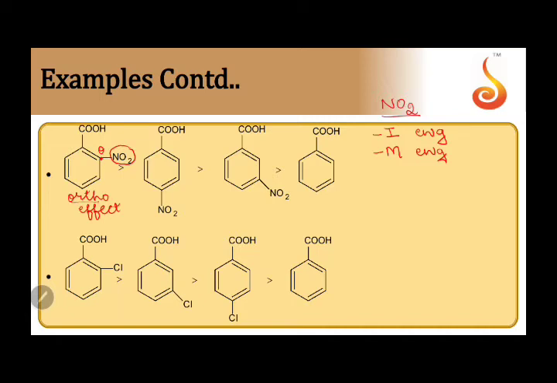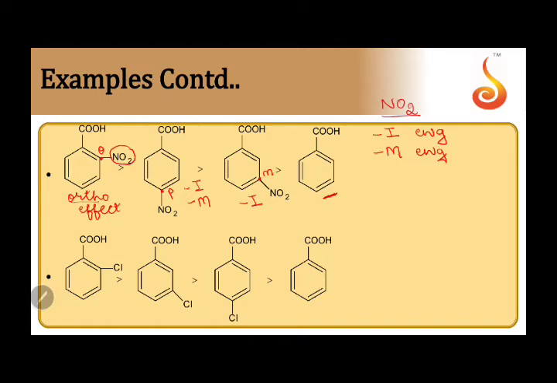Next, we have here the para position. In the para position, we see both minus I as well as minus M effect. Here, the NO2 group is in the meta position. In the meta position, we don't see mesomeric or resonance effect. We see only inductive effect. Here, you don't see any effect.